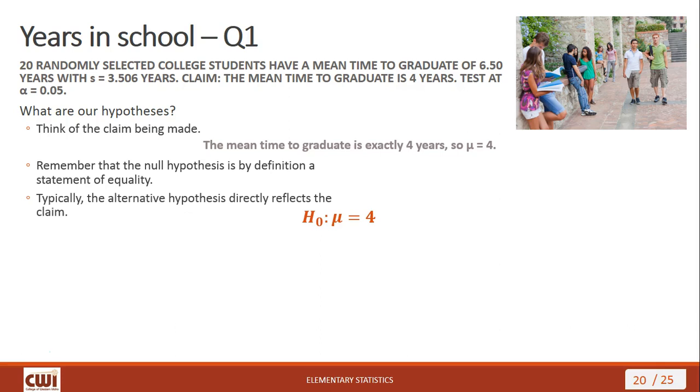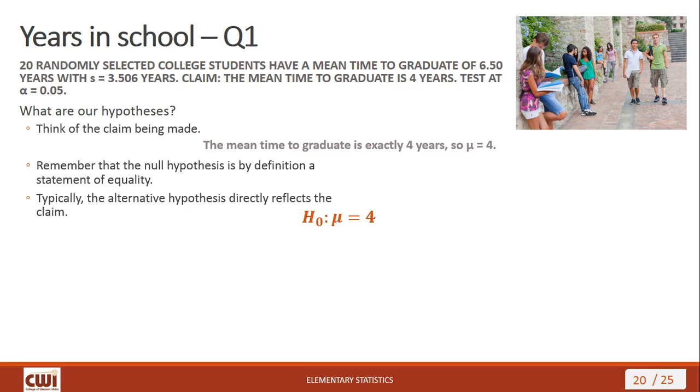Typically, the alternative hypothesis directly reflects the claim. In this case, that's not going to happen because the claim symbolically is represented in the null hypothesis, not the alternative. And why is it in the null hypothesis? Because statements of equality are, by definition, belonging to the null hypothesis. That's what the null hypothesis is. That's how it's defined. So any statement of equality goes with the null hypothesis.